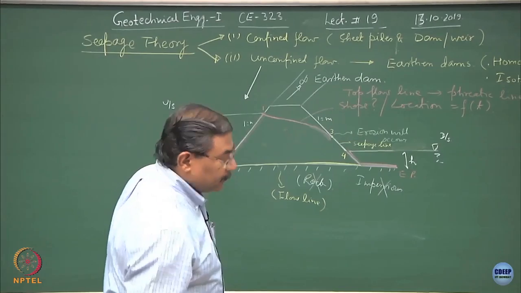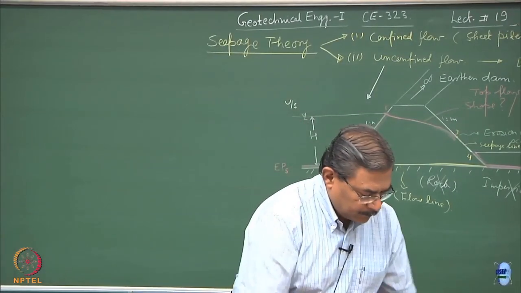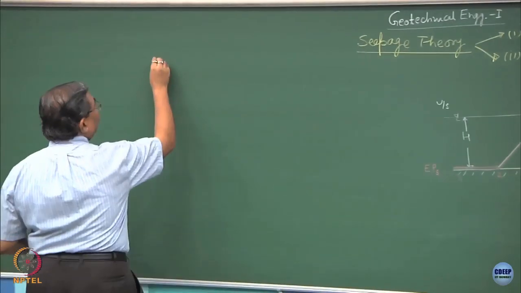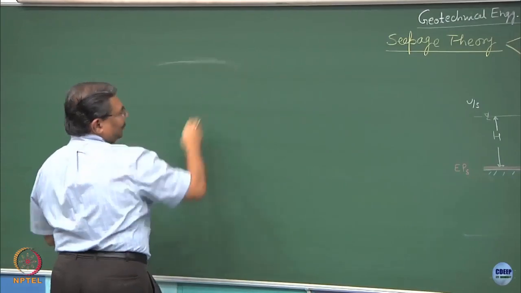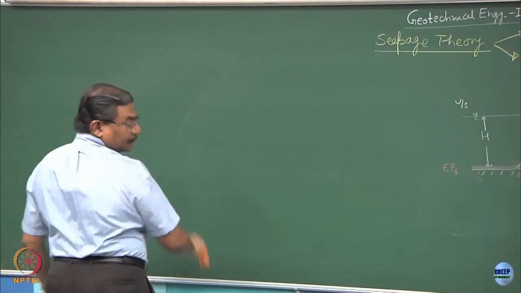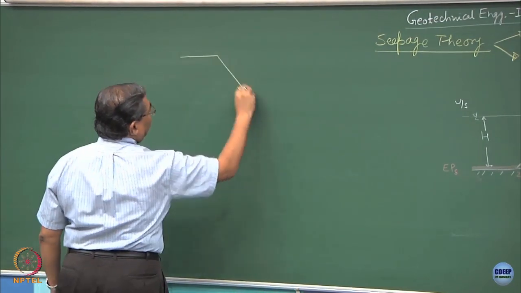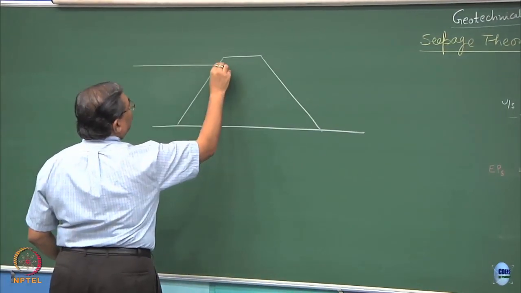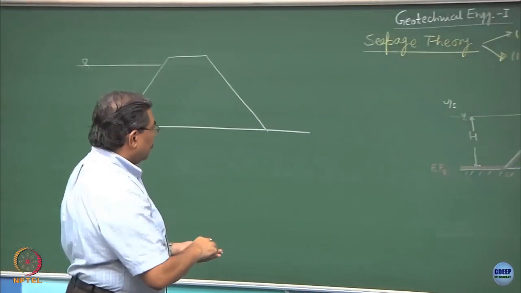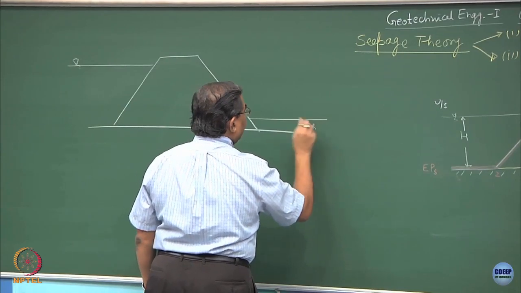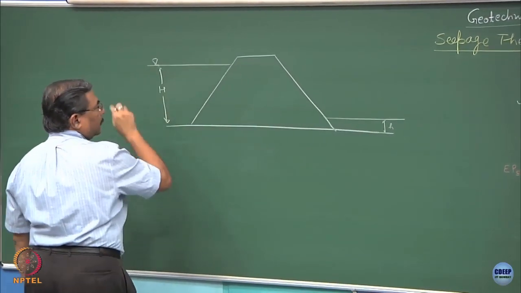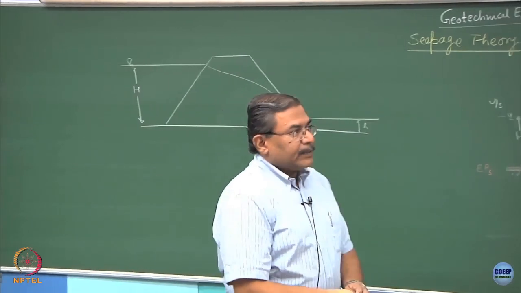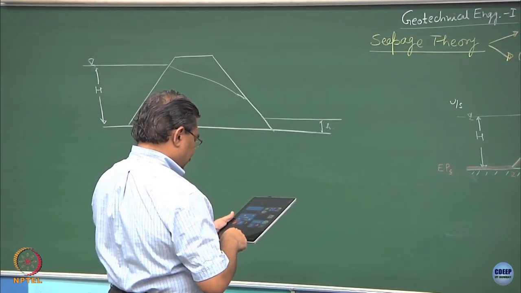Now, suppose if I consider the cross section of the dam as, alright, there is a water column over here, there is a tail water here, and this is the phreatic line which is developing over here. Now, if I start doing the analysis, I will just give you few steps I might like to skip.